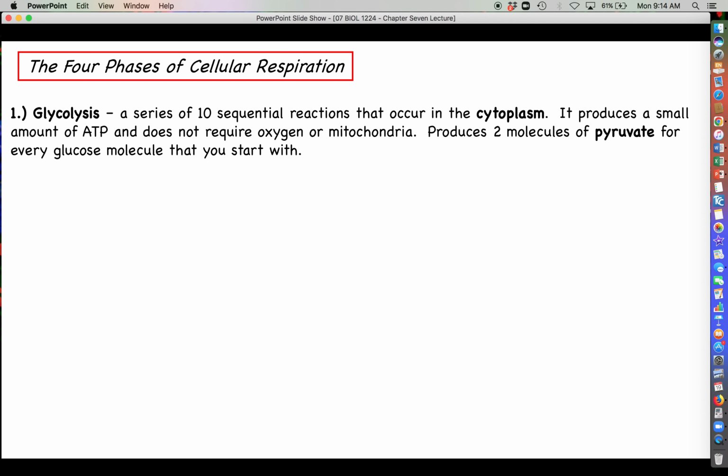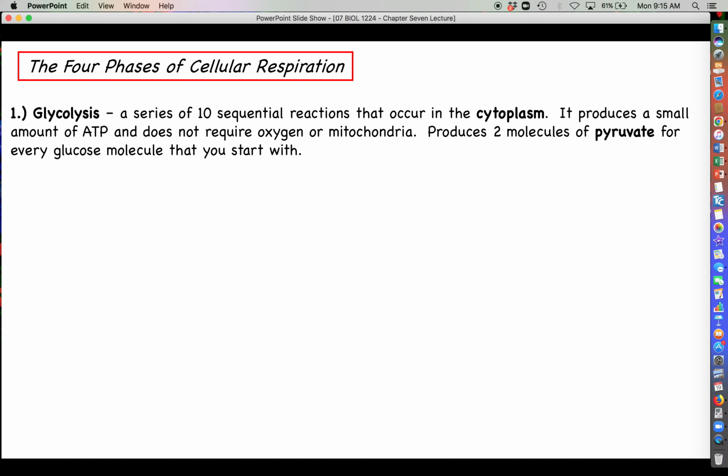So just to sum this up before we move on to the next portion of this chapter, these are the 4 phases of cellular respiration, and we're going to have pretty much a video dedicated to each. The next video is going to cover glycolysis. Glycolysis is a series of 10 sequential reactions, each one of which is catalyzed by a different enzyme, and these all occur in the cytoplasm. So you don't need the mitochondria in order to perform glycolysis, because this all occurs outside the mitochondria.